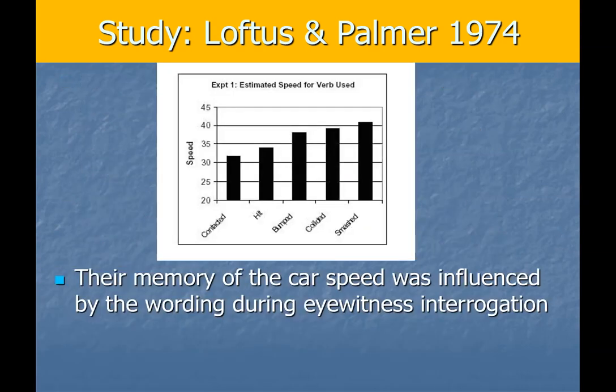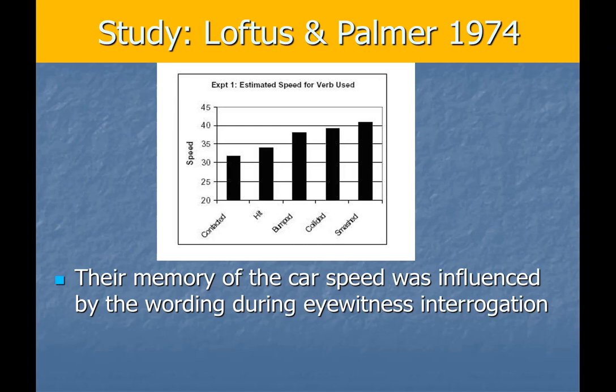So here's the results of their original study, the first experiment in the study. This is the estimated speed, the speed in miles per hour, depending on how that question was asked. If they asked it as how fast were the cars going when they contacted each other, people estimated it was a little over 30. But if they were asked how fast they were going when they smashed each other, people estimated it was a little over 40.